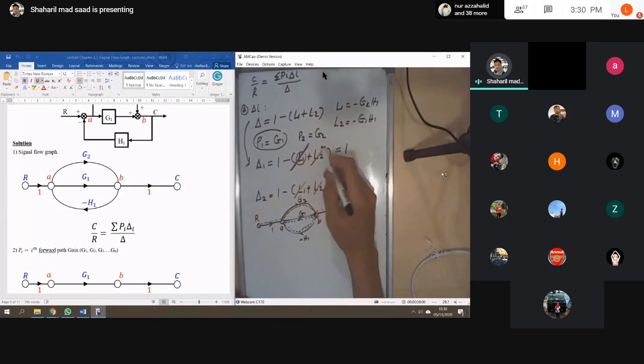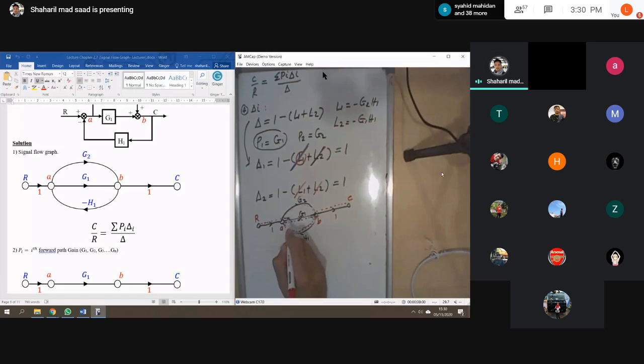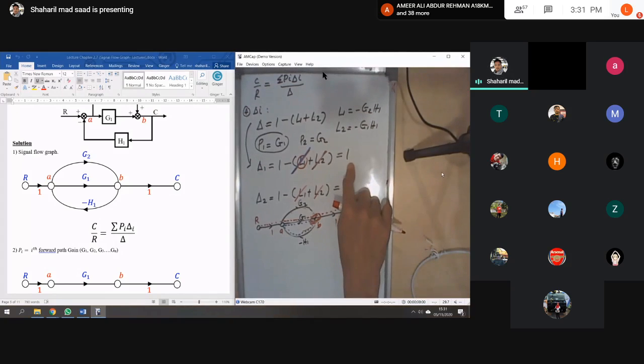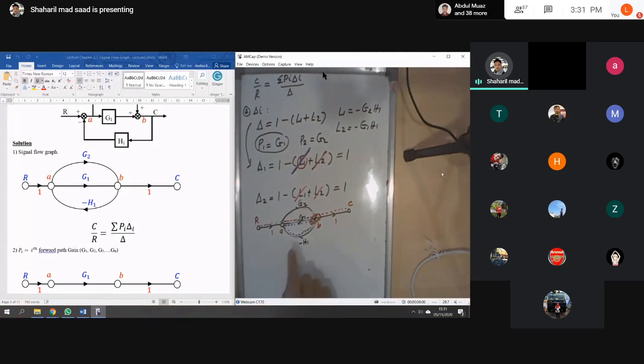So for delta 1, L2 also touches the forward path 1. Okay, this one forward path 1. Kat sini dia sentuh. Alright, so you also drop L2. So that means only 1. And for delta 2, L1 also touches this one.